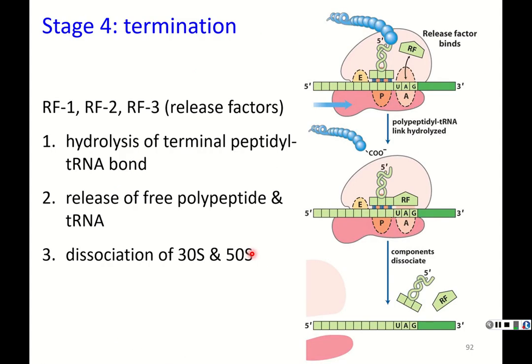Okay, the final stage of translation is termination. And so in termination, you have what are known as RFs, or release factors, 1, 2, and 3. And the steps are the hydrolysis of the terminal peptide tRNA bond, then the release of the free polypeptide and tRNA, and then finally the dissociation of the small and large subunits of the ribosome.